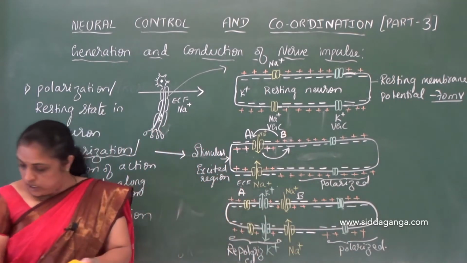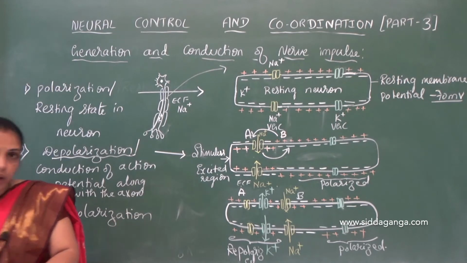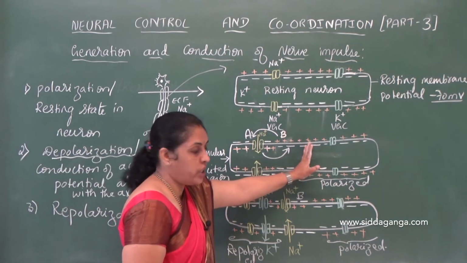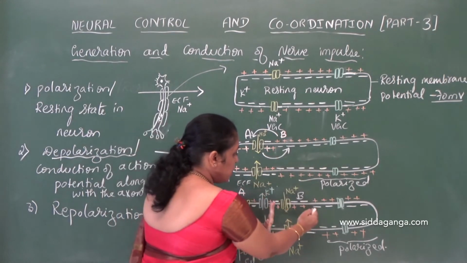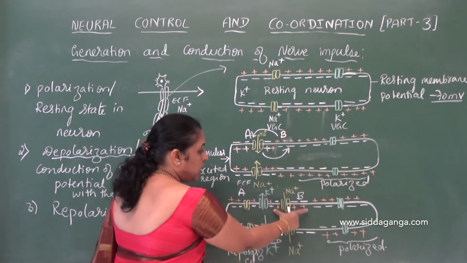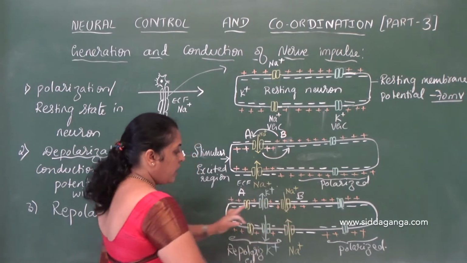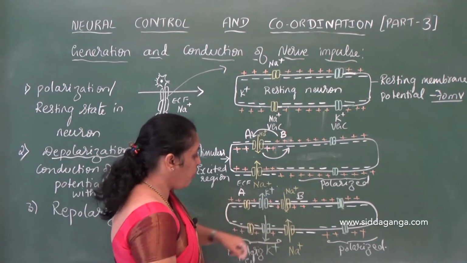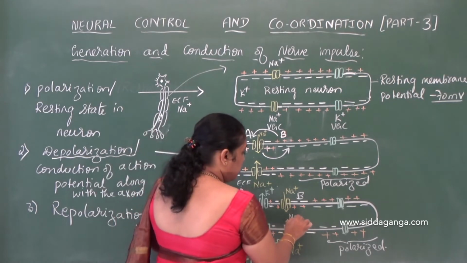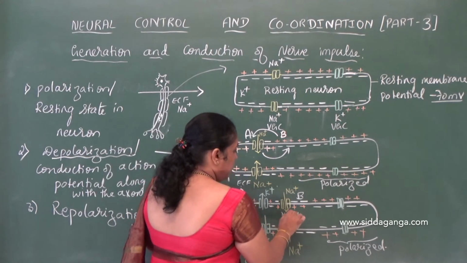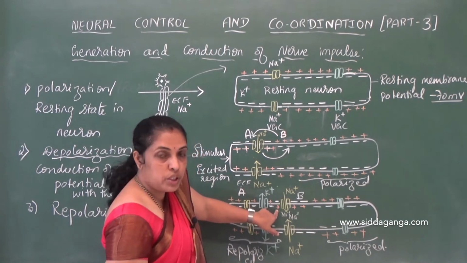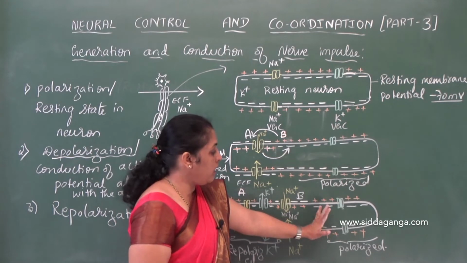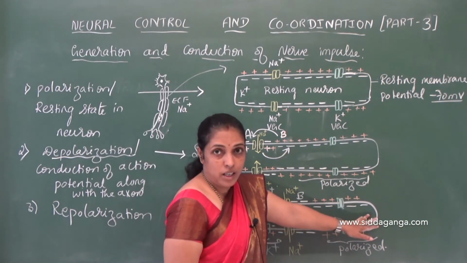So once the circuit completes here, the stimulus will shift to the next region. As the stimulus shifts to the B part, again we see reversal of polarity. Sodium gated channels open and sodium will move into the axoplasm. Again we see inside positive charge, outside negative charge. Adjacent to B, that neuron will again be in resting state.